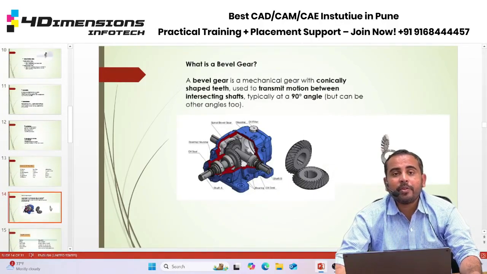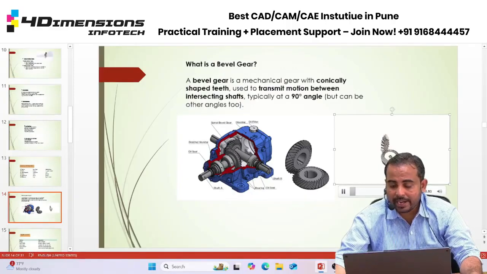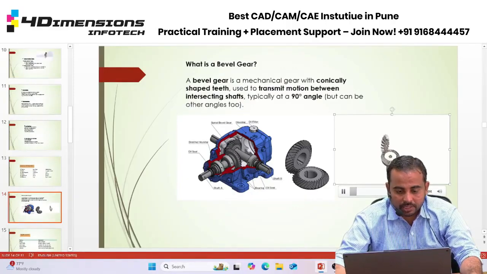Now the next type of gear we are going to see here is the bevel gear. We can see here the image given of the motor in which the arrangement of this bevel gear is shown with the shaft. You can see the animation also here. Both the bevel gears are arranged at 90 degrees to each other.